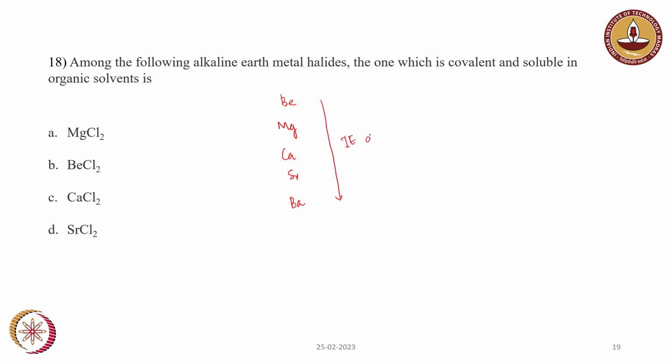While moving down the group, ionization energy decreases, ionic character increases, so covalent character decreases. So the one on the top will have covalent character. We are given beryllium chloride. So it has the covalent character and it will dissolve in organic solvents. So option B is the answer.